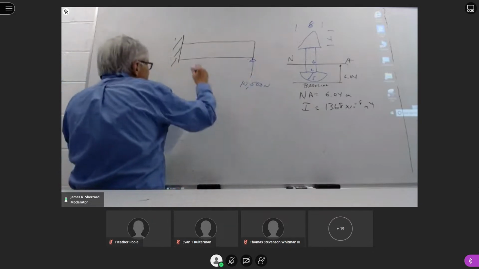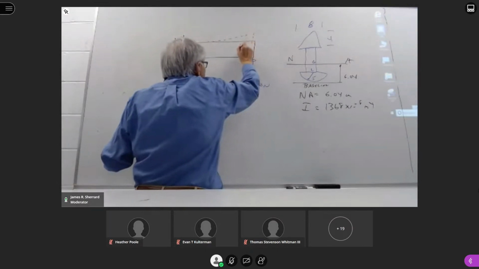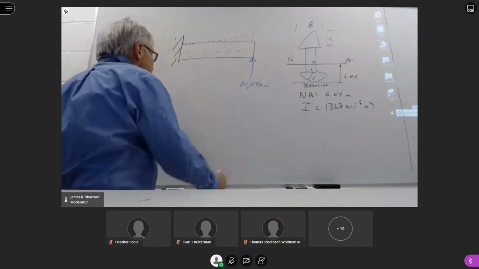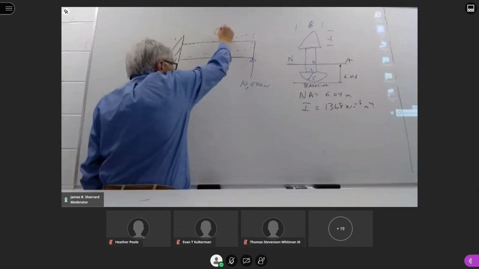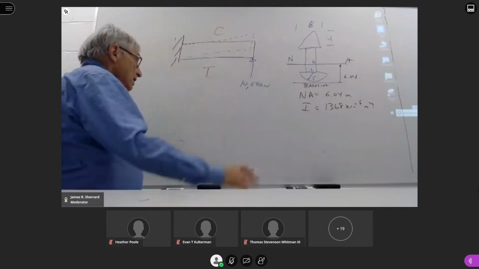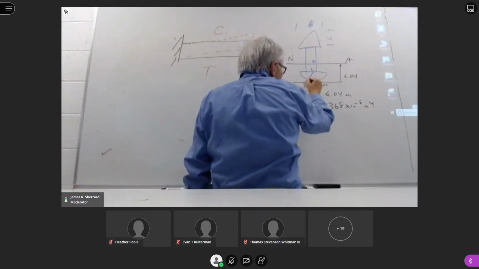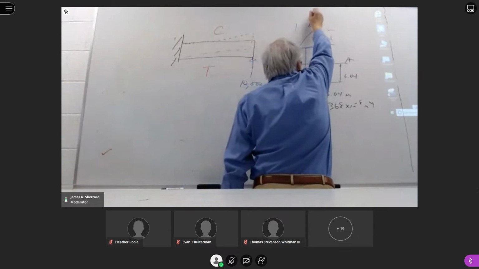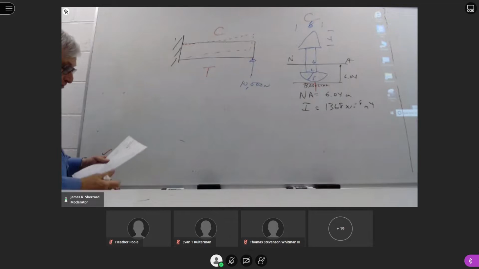So if this is pushing up, this is going to distort upwards like that. So the bottom is going to be in tension. The top is going to be in compression. And we can look at it in this view, but the same thing holds over here. The bottom is in tension. The top is in compression. Okay.